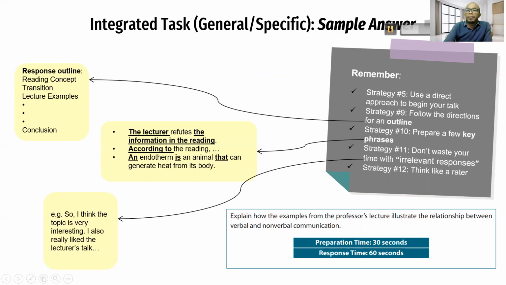According to the reading, the information we communicate through these modes can agree or disagree with one another, and sometimes the nonverbal one can be more accurate. The professor in the lecture clarifies this further. Okay, so there's the transition. That's the transition that the student uses.